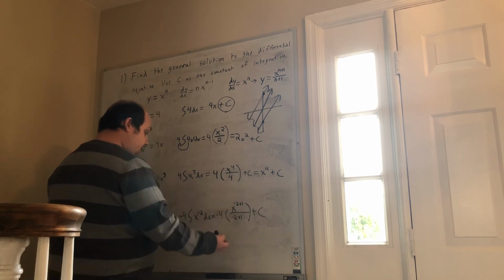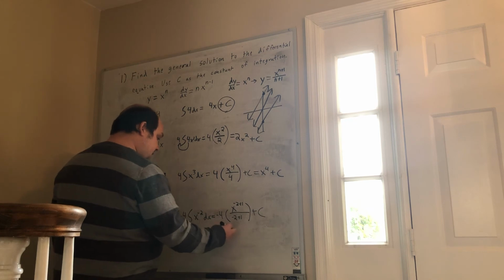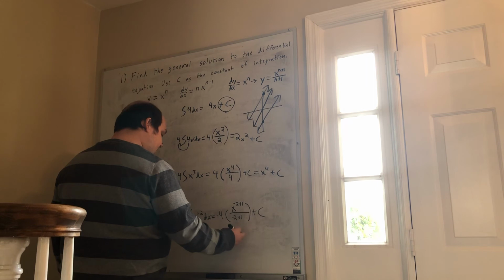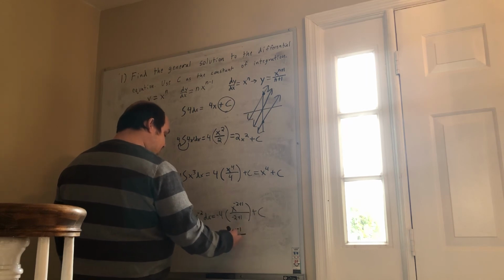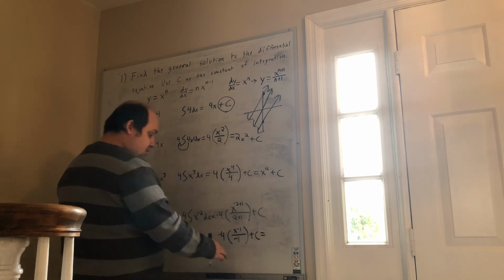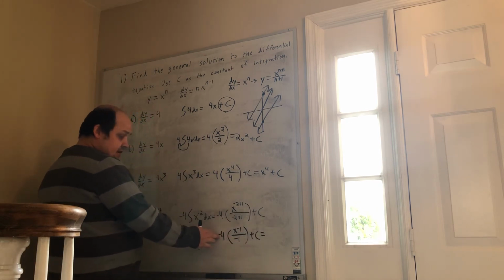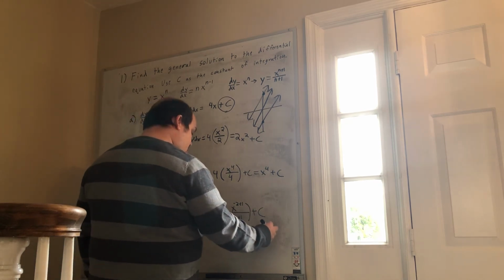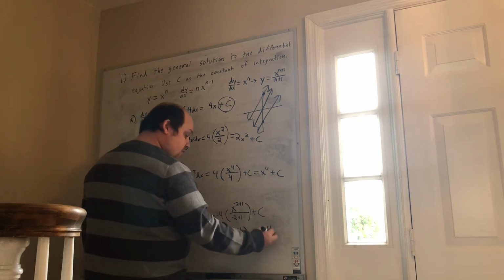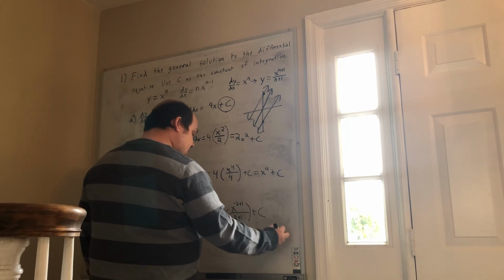If I resolve, this negative 4 stays out front. This x to the negative 2 plus 1 becomes x to the negative 1. On the bottom, it's being divided by negative 1. So my final answer, this negative and this negative combine to give me a positive 4. This x, which was to the negative 1 on top, becomes positive 1 on the bottom. And then it's still plus c.